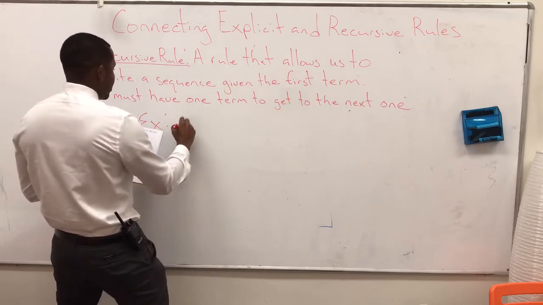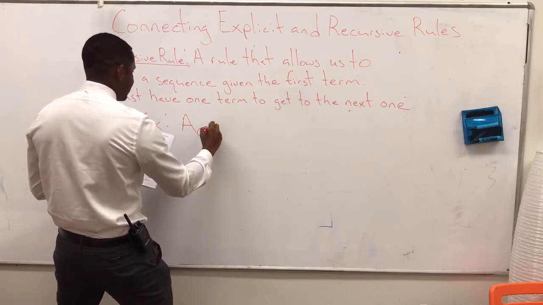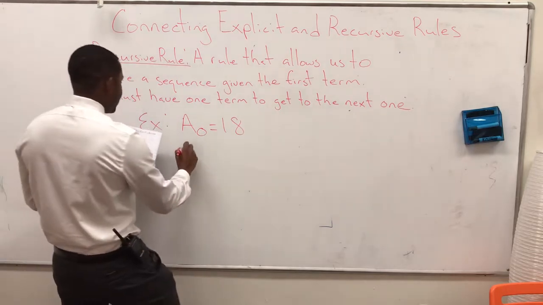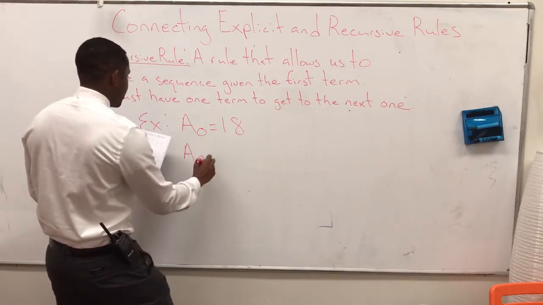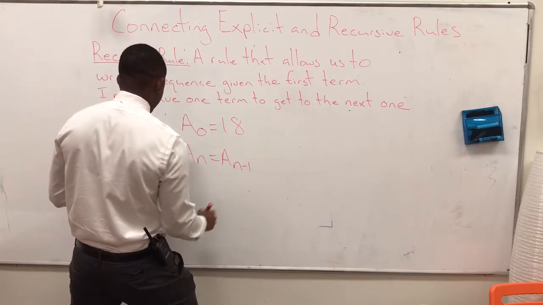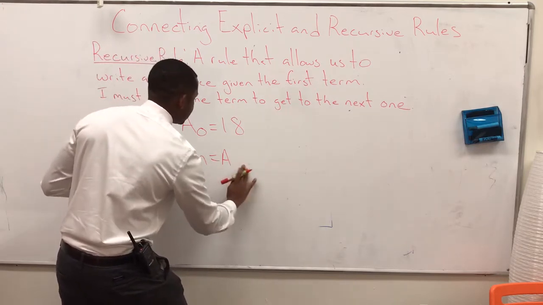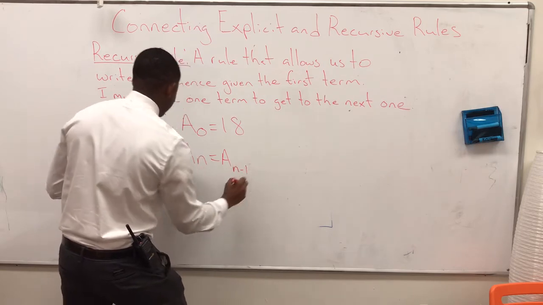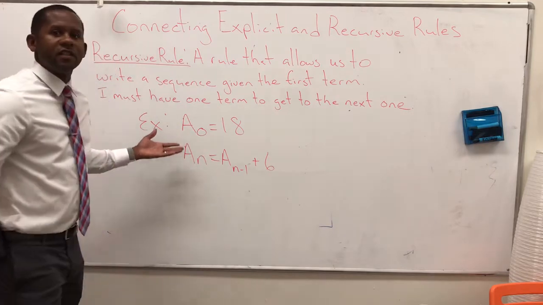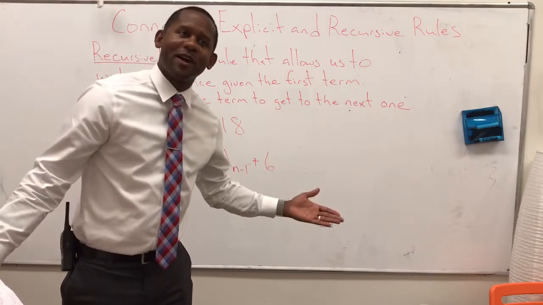Let me give you an example of a recursive rule. An example of the recursive rule is when I have a sub 0 is 18. There's your first term. And to get your current term, we take a sub n minus 1, plus 6. This is the recursive rule that we've talked about all this time.